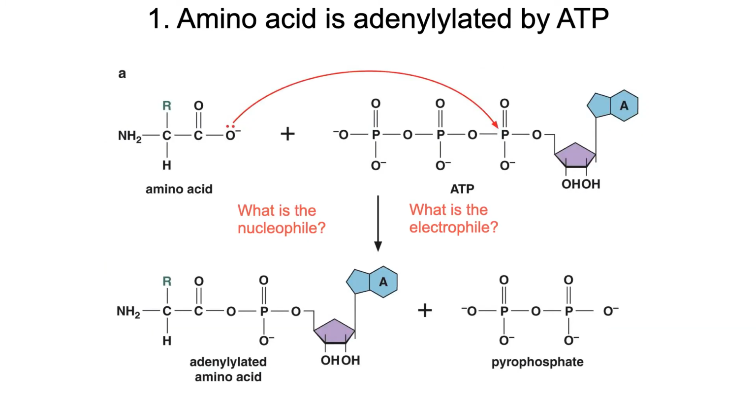Let's take a closer look at the reaction that occurs here to charge a transfer RNA. First, we have to look at the activation of the amino acid, right? Otherwise, the next reaction is going to be endergonic. So what we have here is the alpha carboxyl group of the amino acid is going to be our nucleophile that attacks the alpha phosphate group of ATP. And our byproduct is our pyrophosphate there, and our product is our adenylated amino acid.